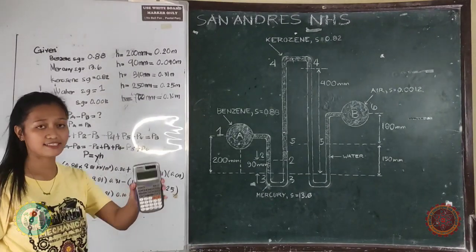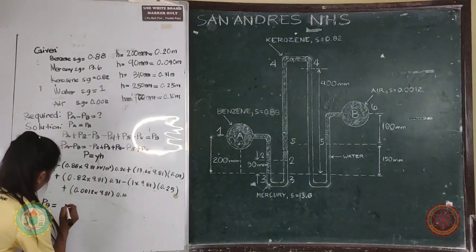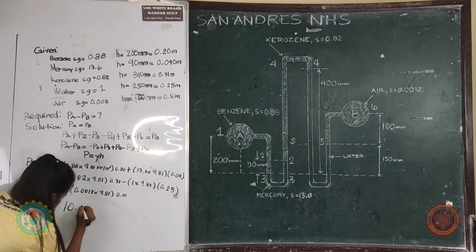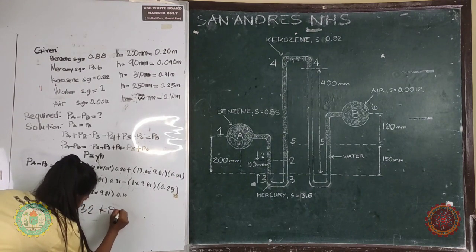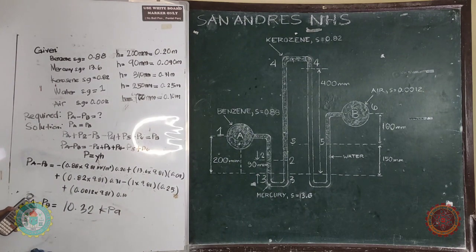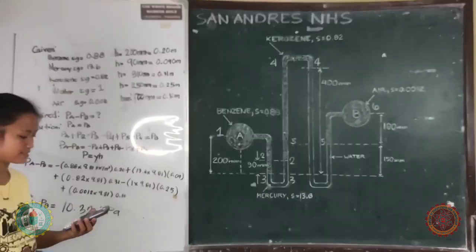So, the answer is 10.32 kilopascal. So, the difference in pressure from point A to point B is 10.32 kilopascal. So, that is it.